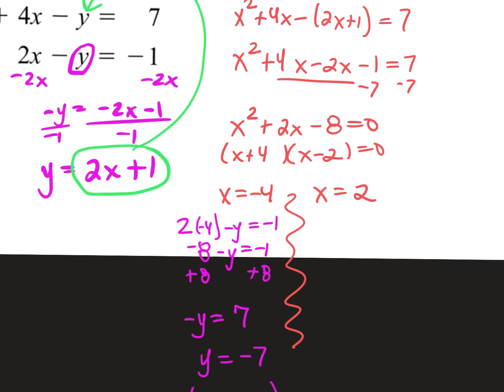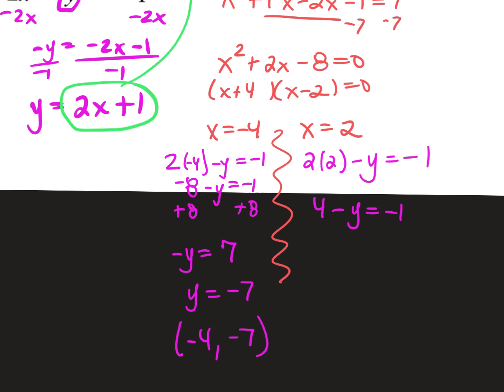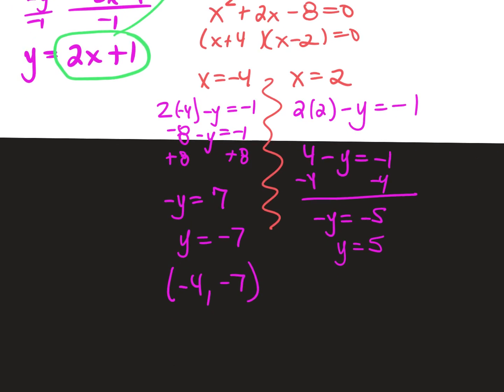I'm going to plug in my other x value. So 2 times 2 minus y equals negative 1. 2 times 2 is 4 minus y equals negative 1. I'm going to subtract 4 from both sides. So I get negative y equals negative 5. So y equals what? Positive 5. So over here, I had 2 comma 5. So we have two answers here. So if I were to graph these two equations, they would intersect at those 2 points.